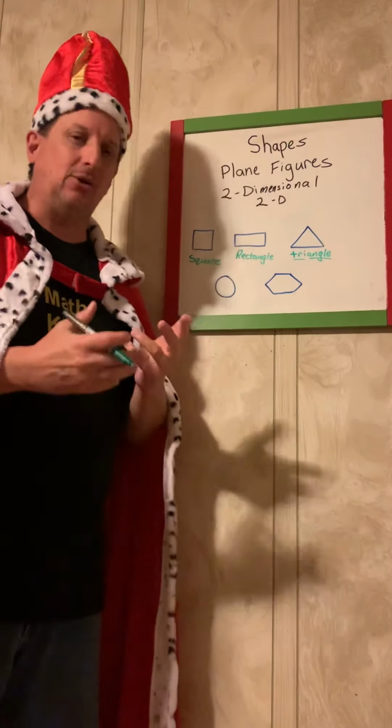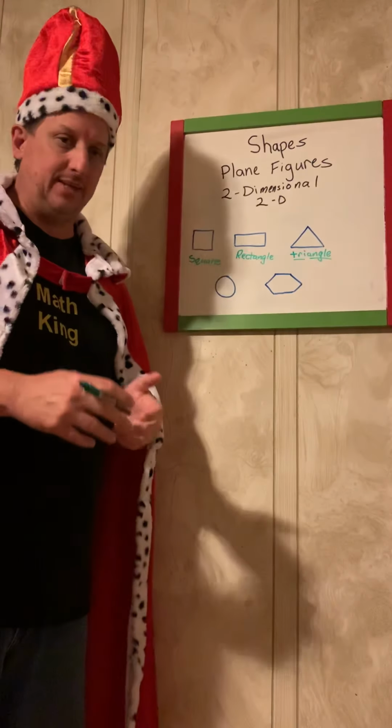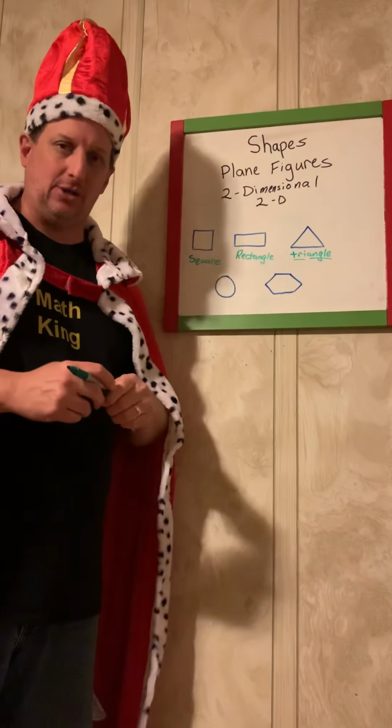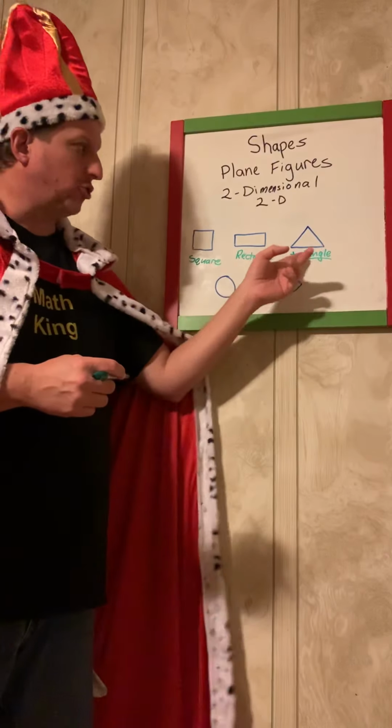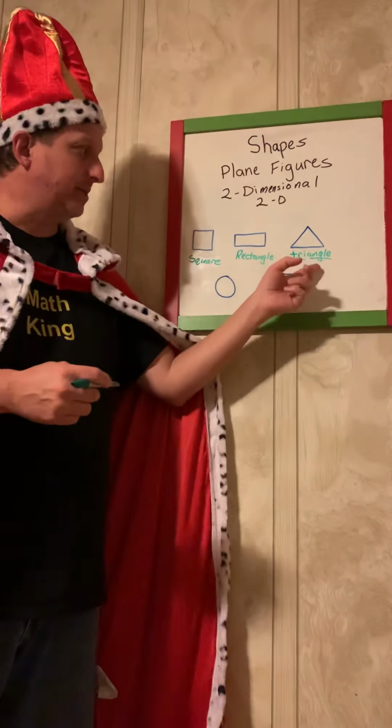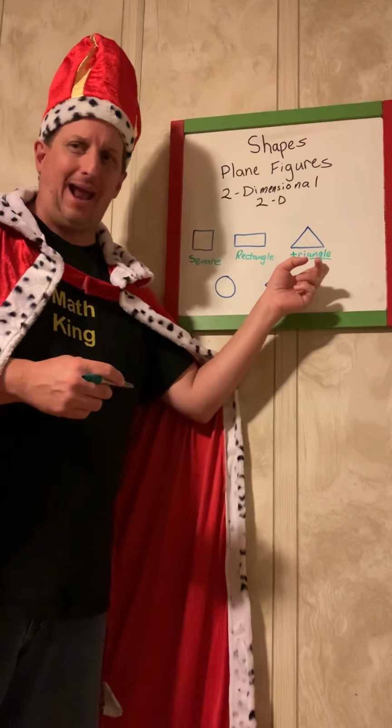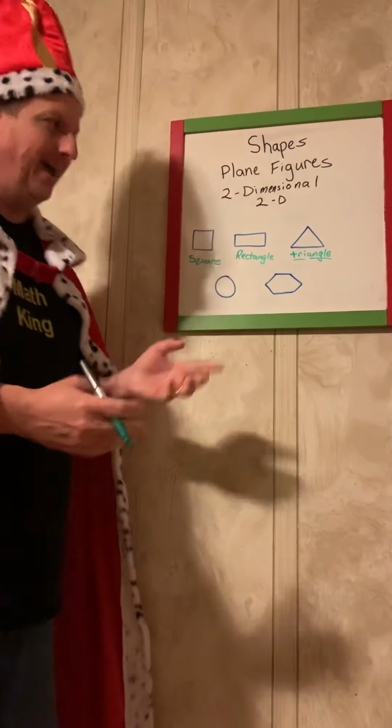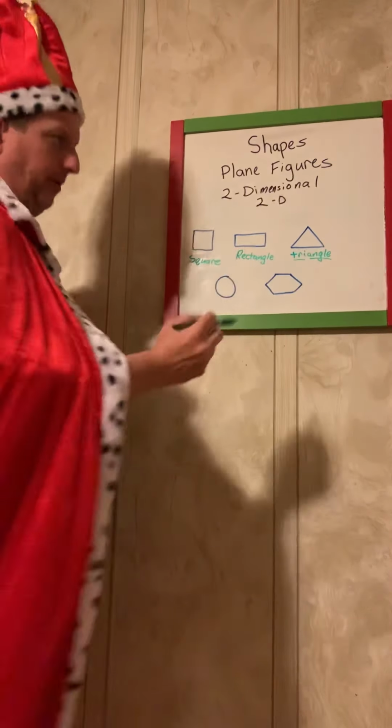A tricycle has 3 wheels on it. That's why it's called a tricycle, 3 wheels. A triangle does have 3 sides, but let's look at the word that's in here, angle. What's an angle? An angle is where 2 sides meet each other.